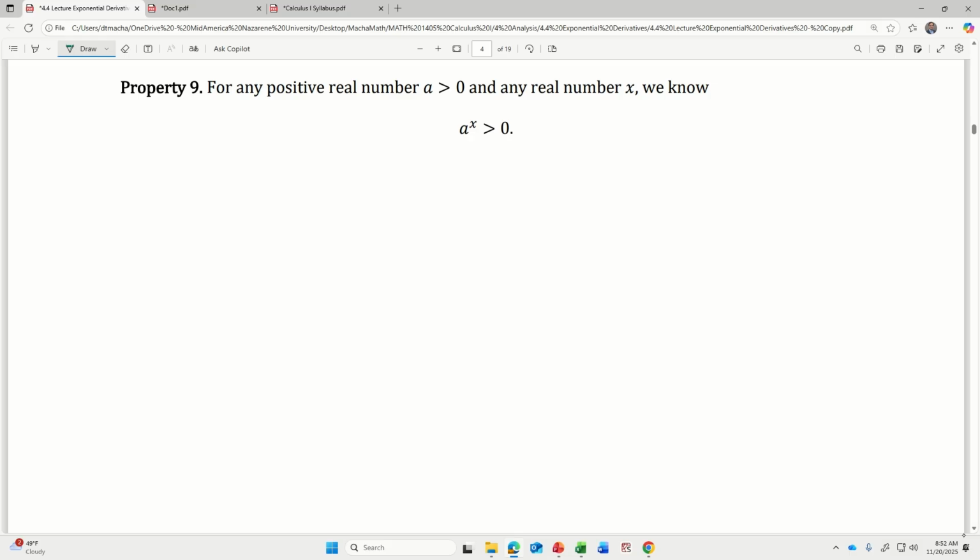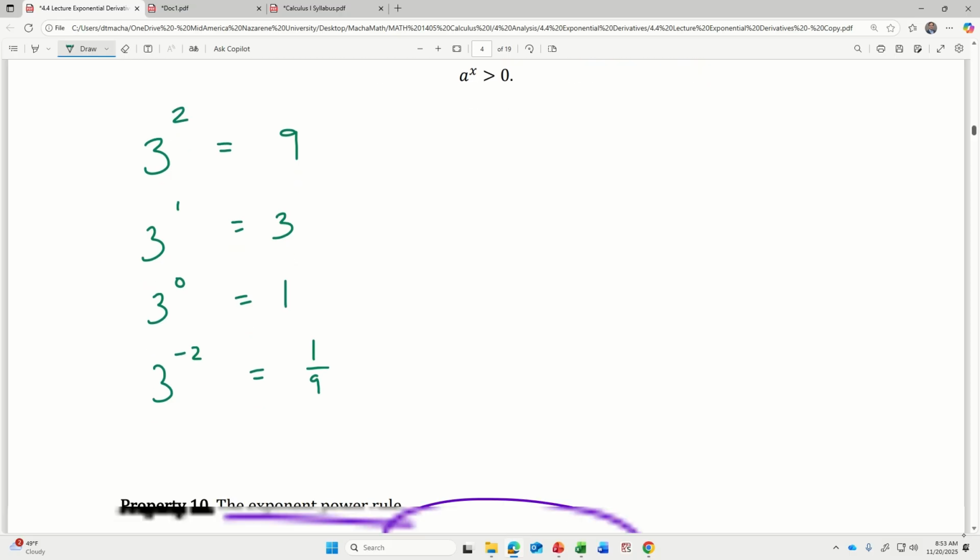For any positive real number base and any real number exponent, we know that the exponent's going to be greater than 0. In other words, you can't get a negative number, you can't get a 0 out of this. Because whether I do 3 to the 2 power and that's a positive number, or I go 3 to the 1 power and that's a positive number, or I go to 3 to the 0 power and that's a positive number, or even if I go 3 to a negative power, I still get positive numbers. I can't find a way to get a negative number using an exponential function.